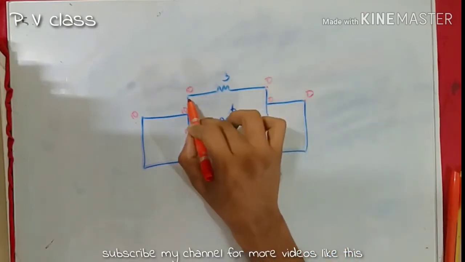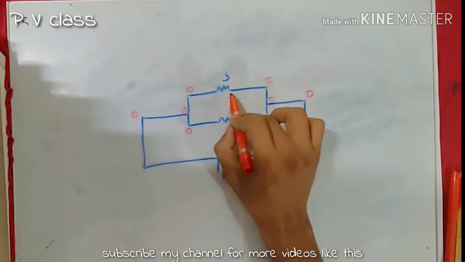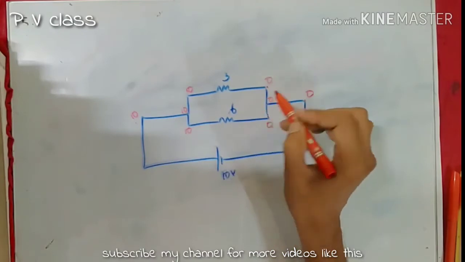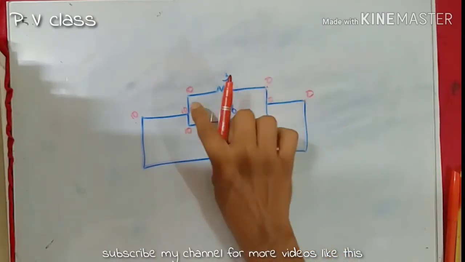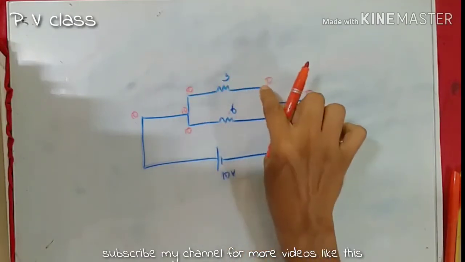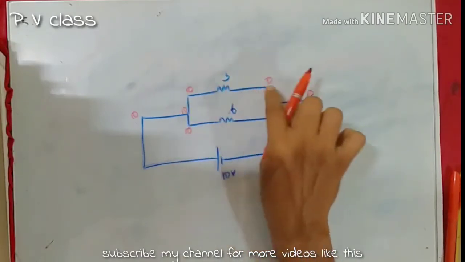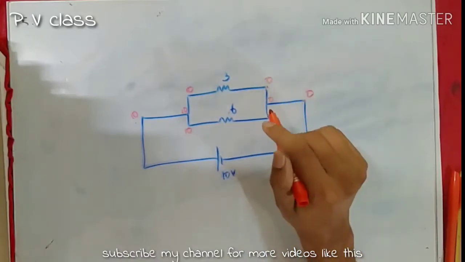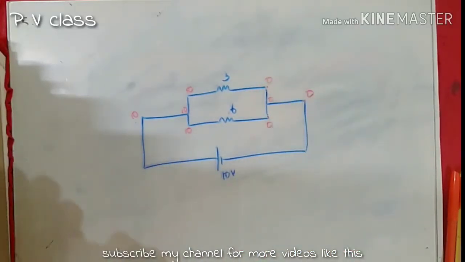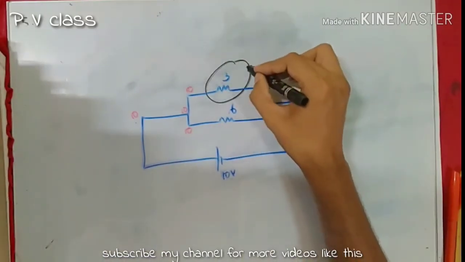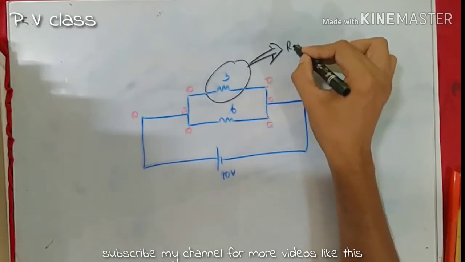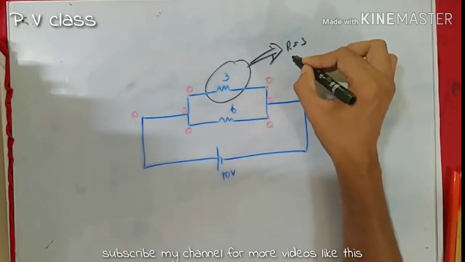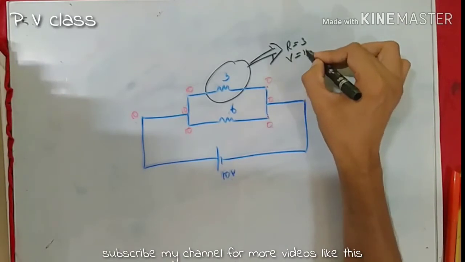In short, the potential difference across this 3 ohm resistor will be exactly 10 volt. This terminal is having a potential of 10 and this is having a potential of 0. The potential difference is 10 minus 0, 10 volt. Therefore, from this data, let's solve the 3 ohm resistor's case. In this 3 ohm resistor, resistance is 3 and the potential difference is 10 volt.